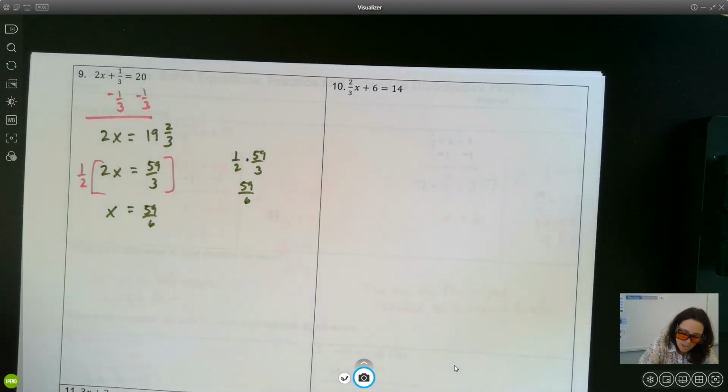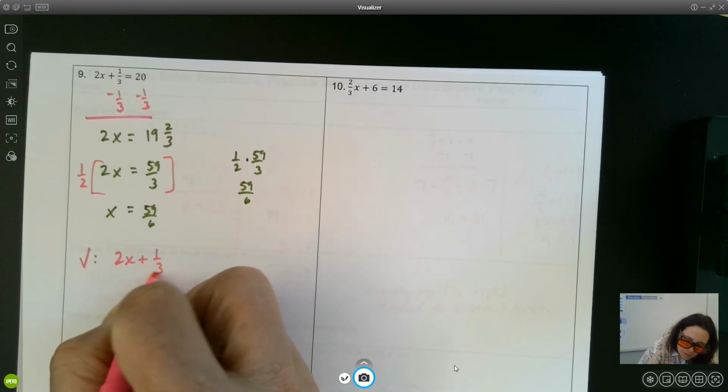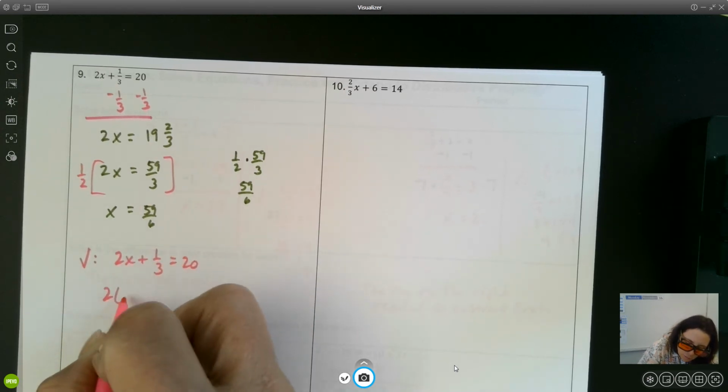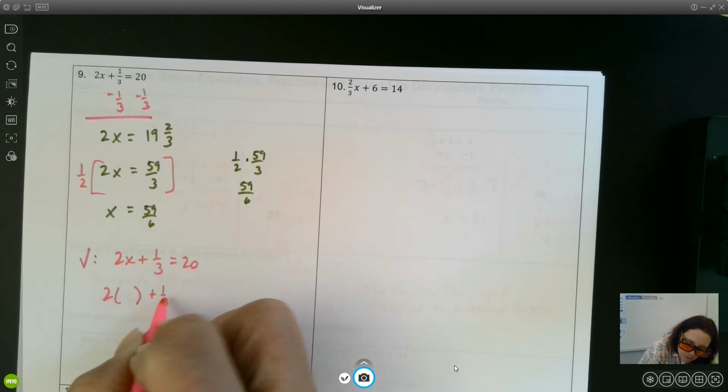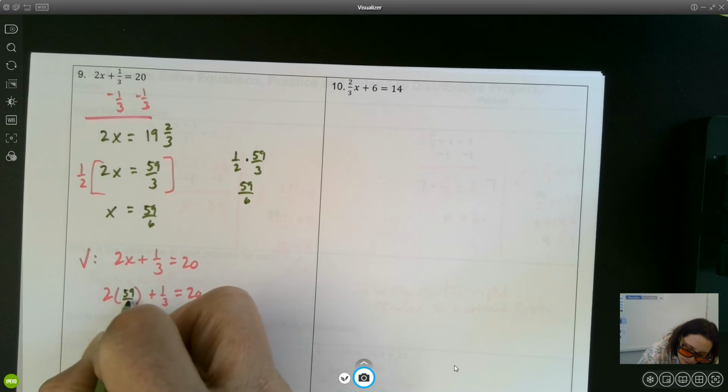All right, let's do a check. 2x plus 1/3 equal 20. 2 times parenthesis plus 1/3 equal 20. 59 sixths goes in there.